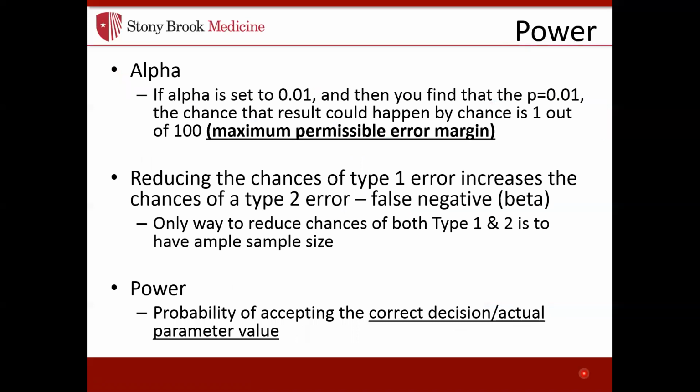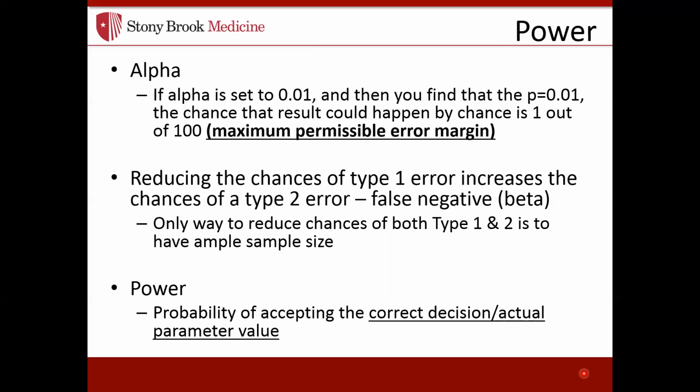Alpha, so let's look at this from a different perspective as well. If alpha is set to 0.01, then you find that the p-value is 0.01. The chance that the result could happen by chance is 1 out of 100, meaning this is the maximum permissible error margin. Reducing the chances of type 1 error increases the chances of type 2 error, which is false negatives. This is also your beta. The only way to reduce chances of both type 1 and type 2 is to have ample sample size.